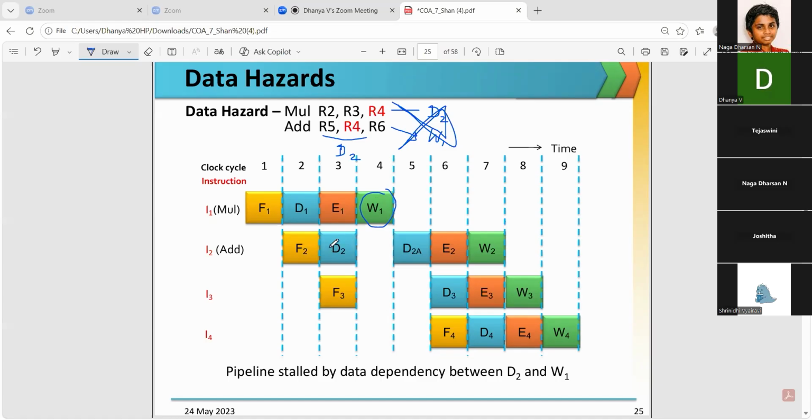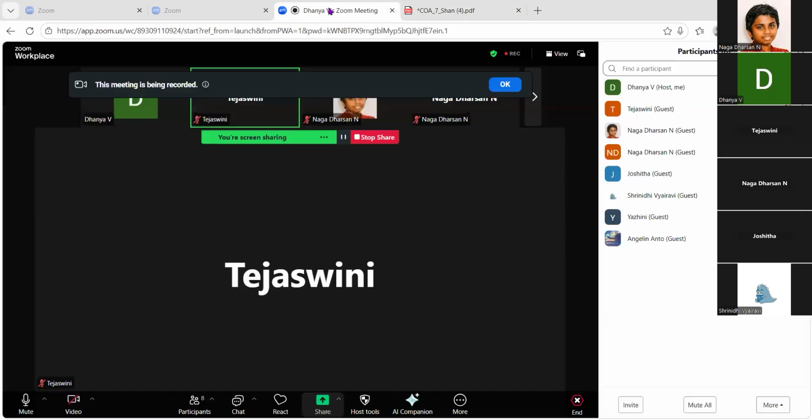So when you're decoding and you need this R4 over here, you will get your previous value and not the updated value. Hence you need to stall for some time and then only you will do your D2. So you need to stall for some time, then perform your decoding stage, and then you can continue. Did everyone get this point or was it confusing? Anyone wants me to repeat? I can repeat it once.